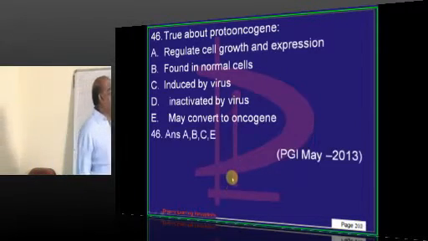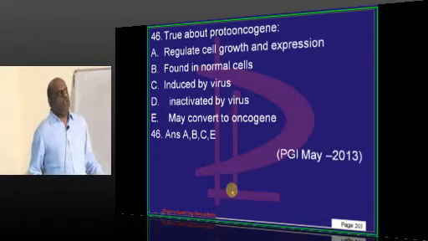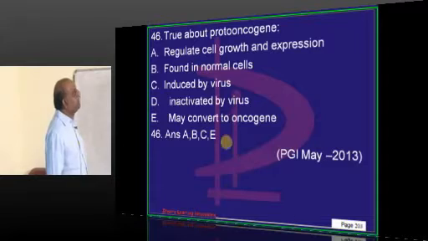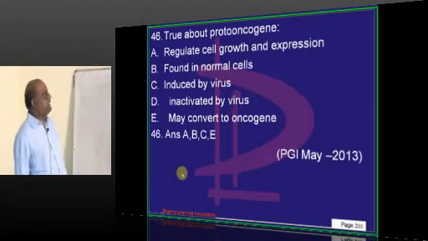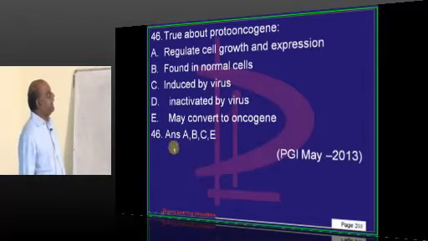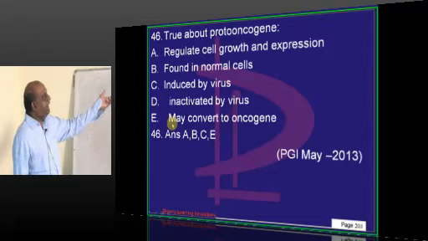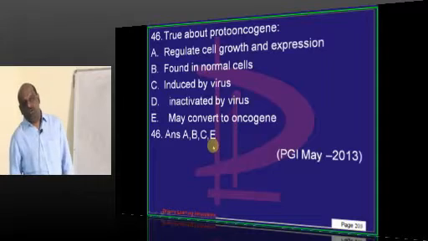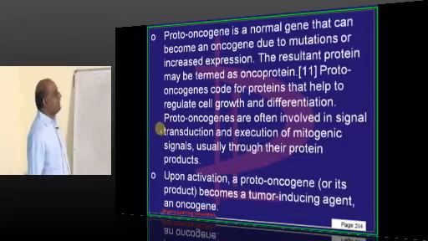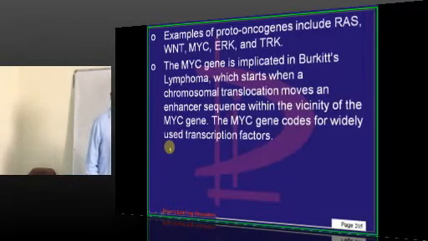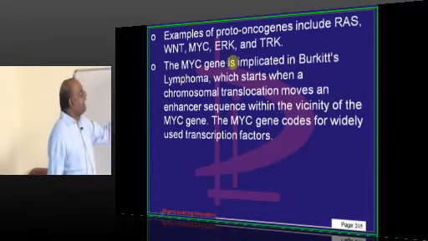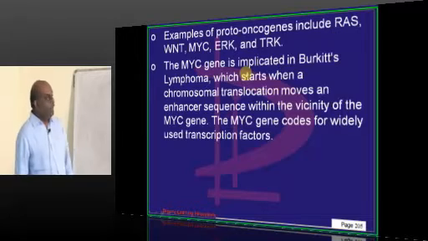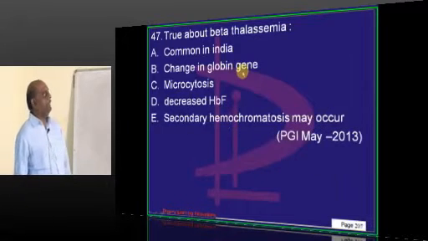Then proto-oncogene. Normally proto-oncogenes are good, we require them because we need to grow. So it is required for growth and expression, found in normal cells, and typically it is induced by a virus and it will convert into an oncogene, and that is a mechanism of oncogenesis, which needs to be remembered. What are the classical proto-oncogenes that you know? RAS, MYC, ERK, TRK, etc. MYC is important for Burkitt's lymphoma, as all of you know very well.